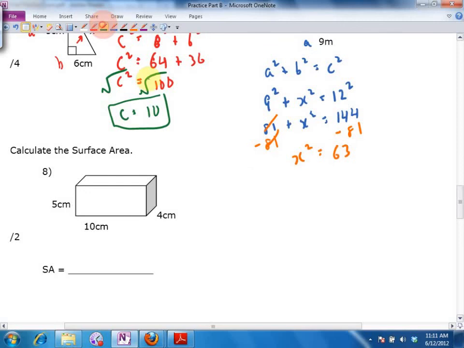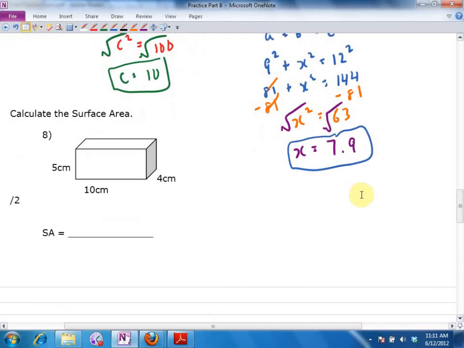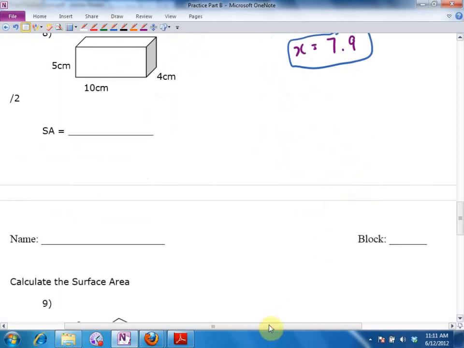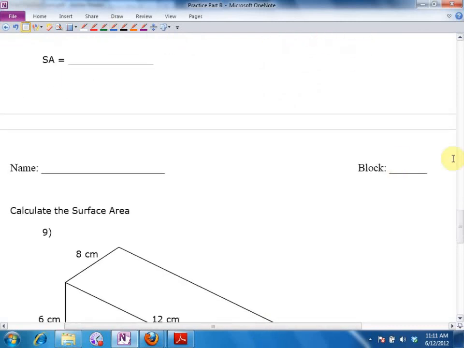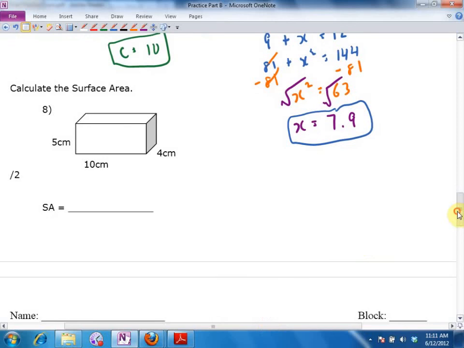And now I got one more step, and that is square root, and the square root of 63 is? Yeah, 7.93. The next number is a 3, so you leave it like it is. If it was 7.95 or more, you'd round it up to 8. Okay, gentlemen? One more question here.